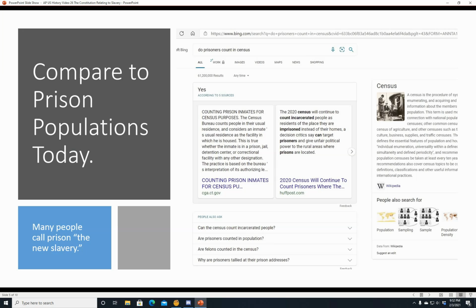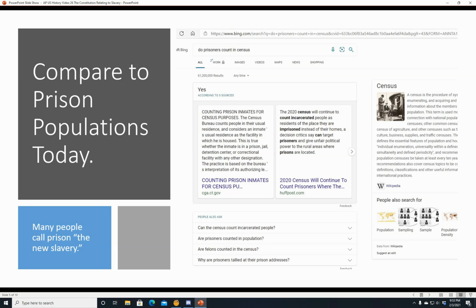The Census Bureau counts people in their usual residence and considers an inmate's usual residence to be the facility in which they are housed. So this is true whether the inmate is in prison, jail, detention center, any kind of possible correctional facility where this person is not free to go. That person's official residence is there. So if you're from New York, but you are imprisoned in California, guess what? California gets to count you because you are located in prison, even though you would say, well, wait a minute, my home is New York City.